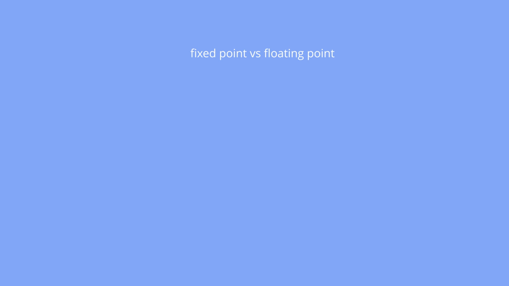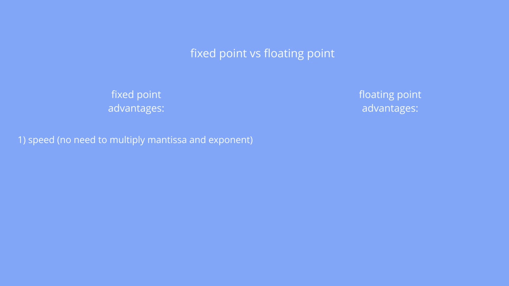In this video, we will talk about fixed point versus floating point. Three main advantages of fixed point are: first, speed. There is no need to multiply mantissa and exponent, because in fixed point there is no exponent. Second, precision, or number of bits for mantissa. All available bits in fixed point are used for mantissa because there is no exponent in fixed point notation. This helps increase precision. Third, effective use of memory. Fixed point has no duplicates. All memory is used efficiently.